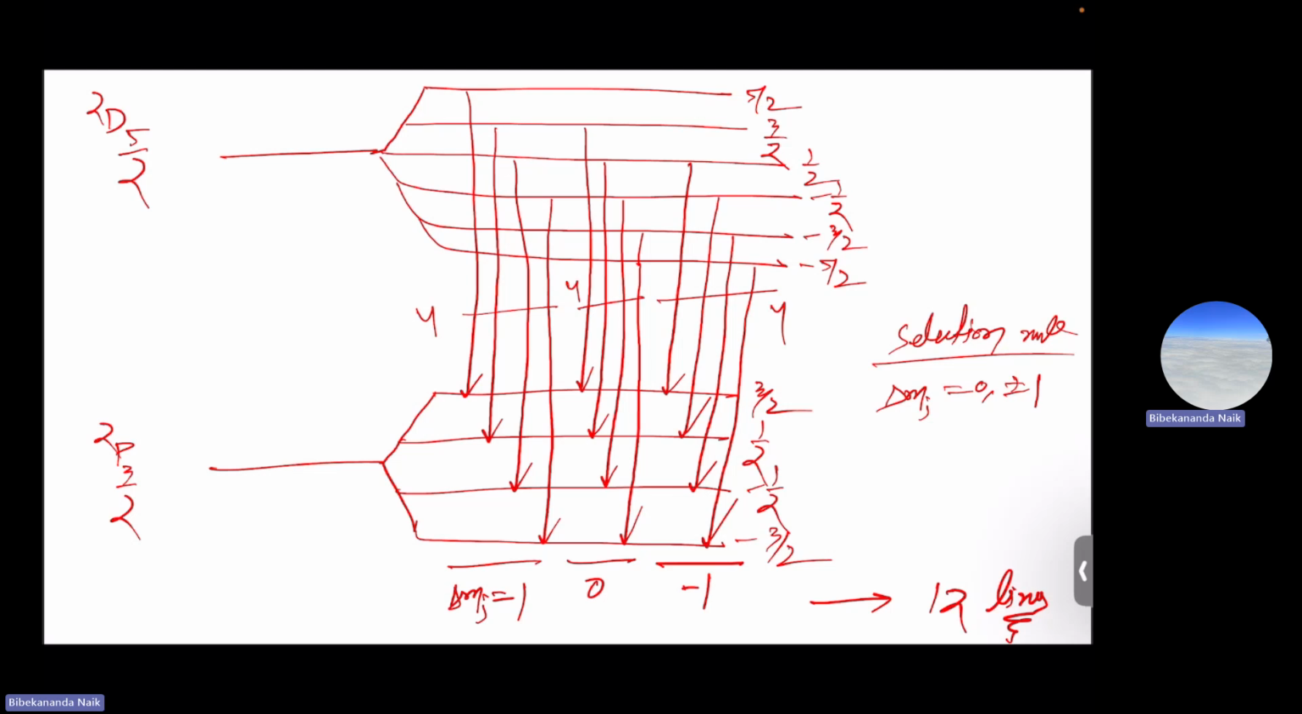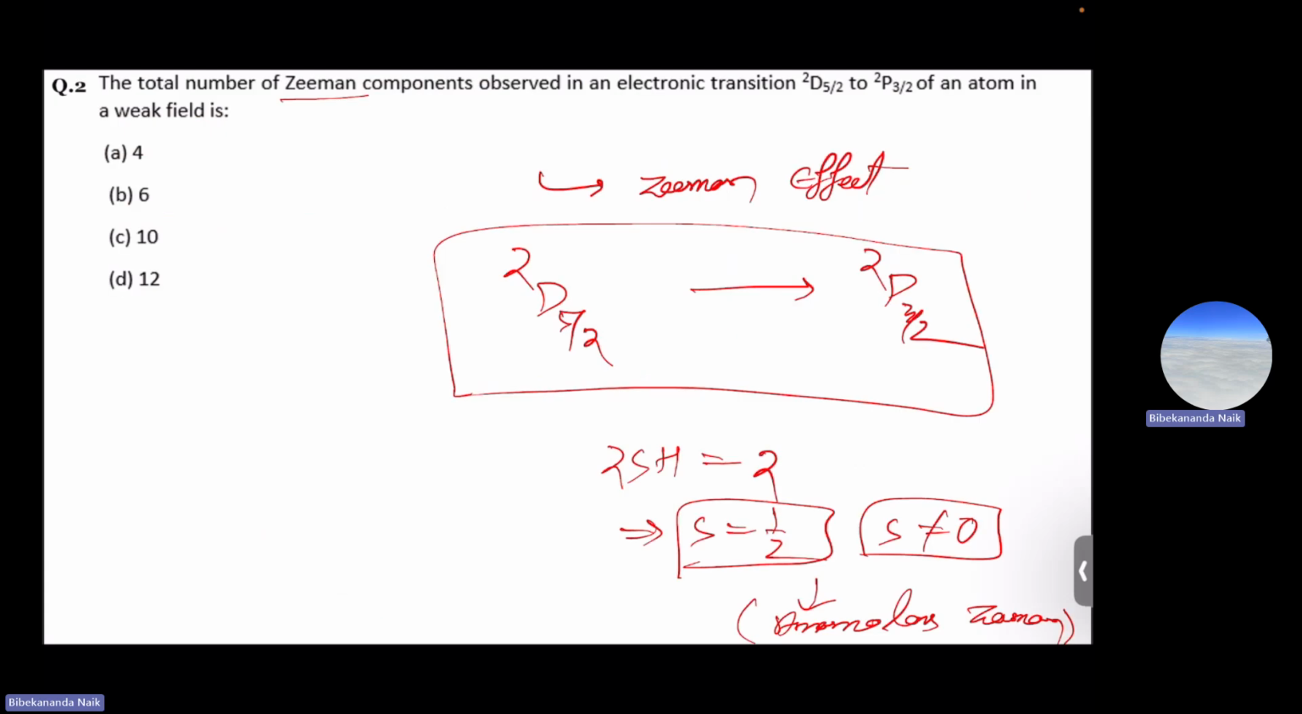lines. So it will be having 12 components in a weak field. Also, it should be kept in mind that in the question it is mentioned as weak field. So in presence of weak field, there will be anomalous Zeeman effect, because in case of weak field, the coupling between orbital and spin will not be broken. So we need to consider the LS coupling, and we know due to LS coupling, it gives rise to total angular momentum, that is J. Depending upon the value of J, the levels will be split. So here the correct option will be option D, that is 12. I hope this is clear to everyone.